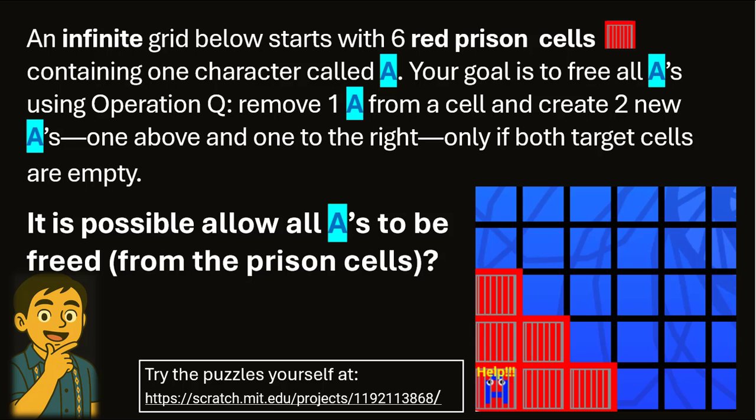Welcome to a curious puzzle on an infinite grid. We start with 6 red prison cells, but only one of them contains a character called A. Your goal is to free all the A's using an operation called Q.